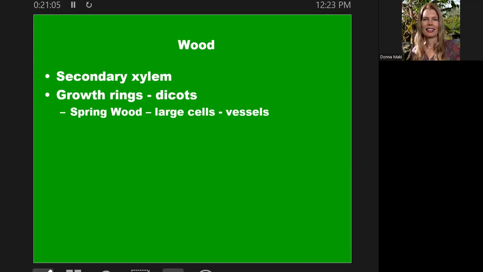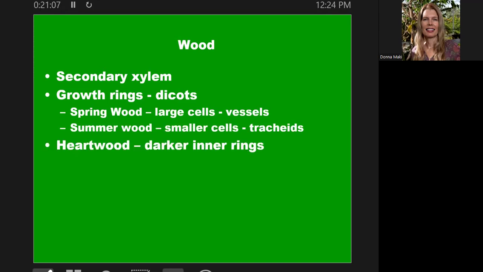So yeah, the spring vessels are spring wood, and then in the summer wood, they switch over to tracheids. I'll talk a little bit more about that as we finish up the idea, we've got to think about transpiration a little bit more.